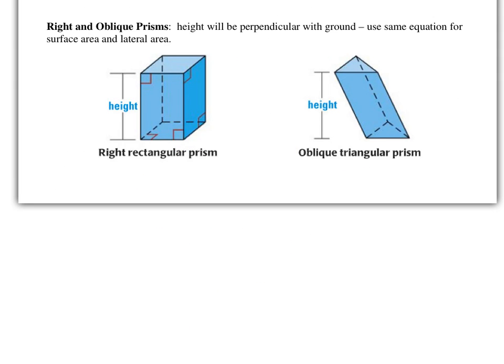This slide is mostly just showing what a right and oblique prism is. So we're going to see this in different shapes as well, but an oblique prism just means that it's not straight up and down, so it's not perpendicular with the base, but the height of it is still comparable between the two of them, and we're still going to use the same formulas when we're solving these.